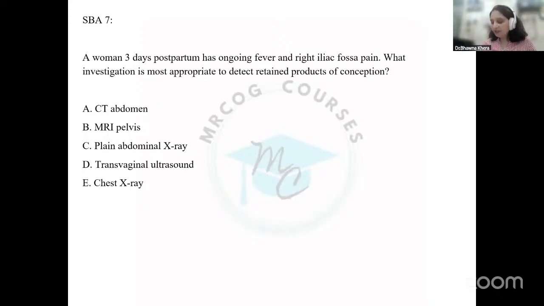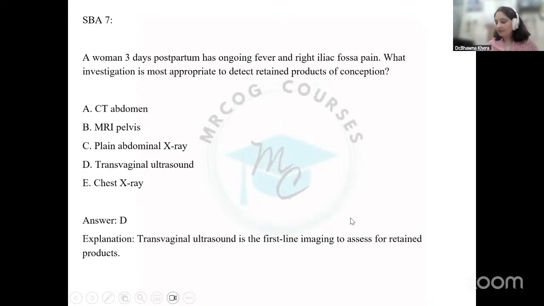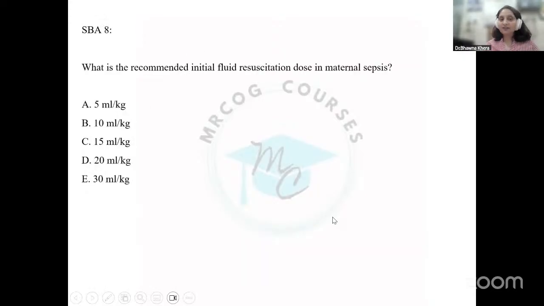A woman 3 days postpartum has ongoing fever and right iliac fossa pain. Which investigation is the most appropriate to detect retained products of conception? That's the transvaginal ultrasound scan. Good.